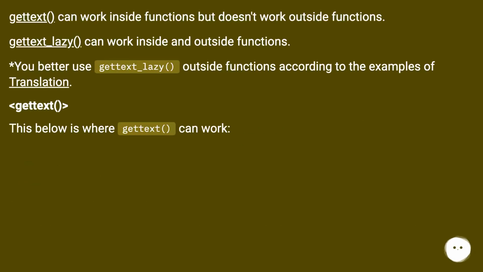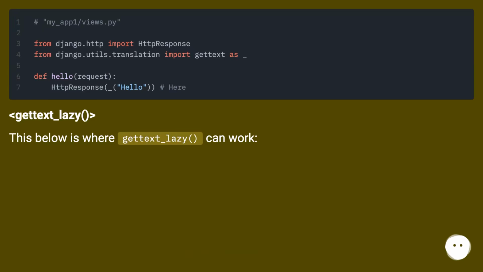gettext can work inside functions but doesn't work outside functions. gettext_lazy can work inside and outside functions. Asterisk, you better use gettext_lazy outside functions according to the examples of translation. This below is where gettext can work. This below is where gettext_lazy can work.